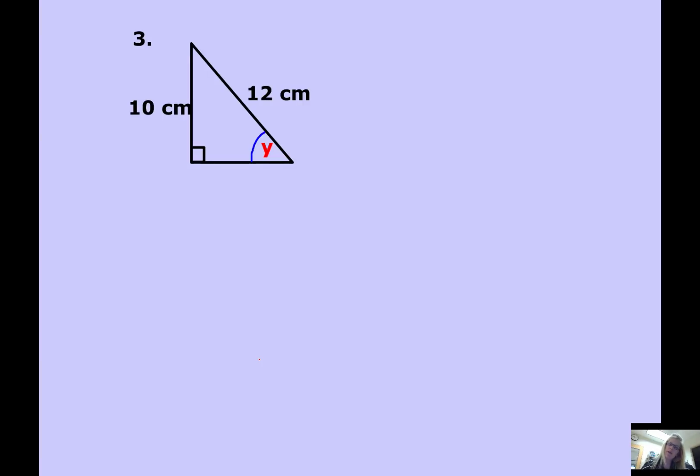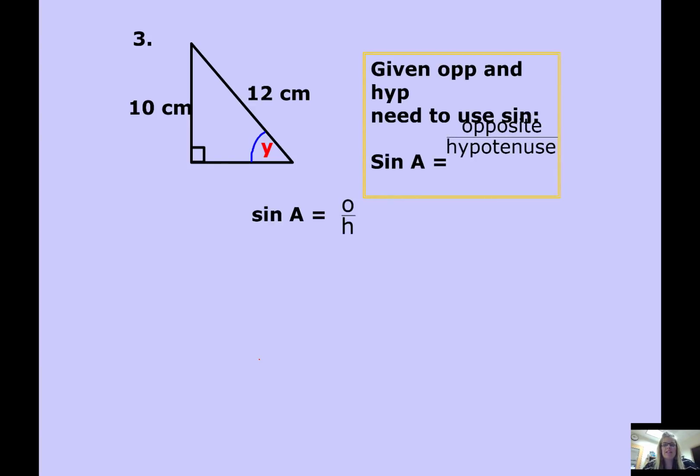All right, sorry about that. Last but not least, see what you get. Pause me. All right, so we're back. So I'm paused, and now I'm playing. So hopefully you said to yourself, I had opposite, I had hypotenuse, so that would be SOHCAHTOA. So I would use sine.